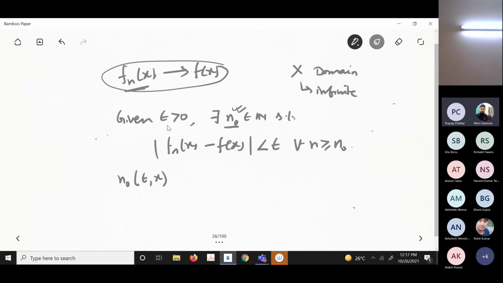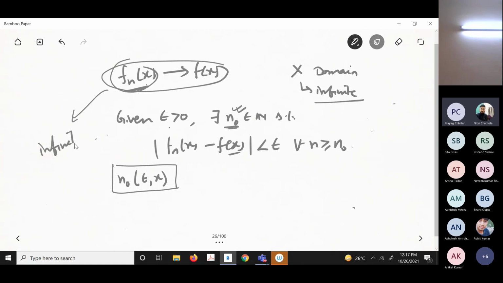For a single sequence, n naught is a function of epsilon. But when you have different sequences, if I change x, I will get another sequence. So I'll have to keep track. That means n naught not only will depend on epsilon, it will depend on x, because the sequence changes as x changes. So you get n naught, which is a function of both epsilon and x. Here, when x ranges over an infinite set, you are getting infinitely many sequences.